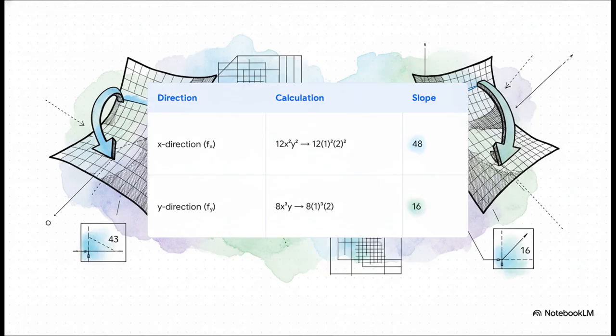So we do the math. We calculate f sub x, which is 12x squared y squared, and plug in our point 1, 2 to get a slope of 48. Then we calculate f sub y, which is 8x cubed y. Plug in the same points, and we get a slope of 16. The numbers are right there, plain as day.